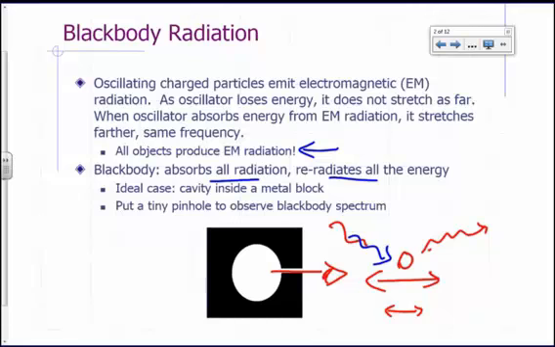So inside the cavity, the spectrum will depend on what the temperature of the object is. That is, how the intensity varies for the different frequencies of light that you could find inside that cavity.